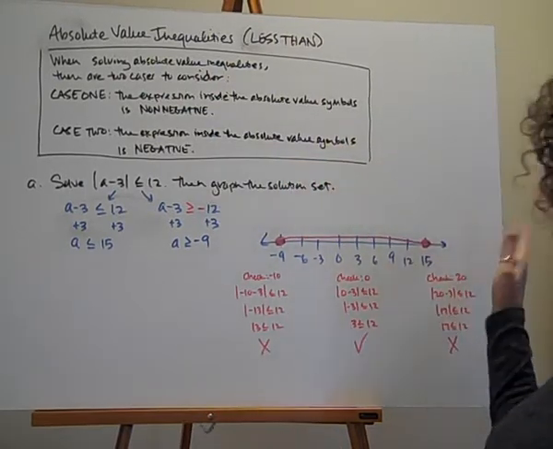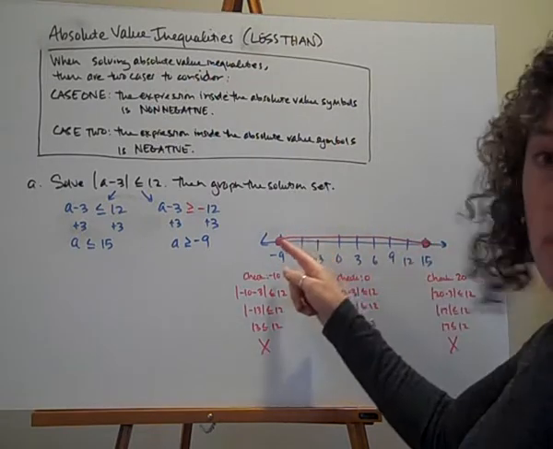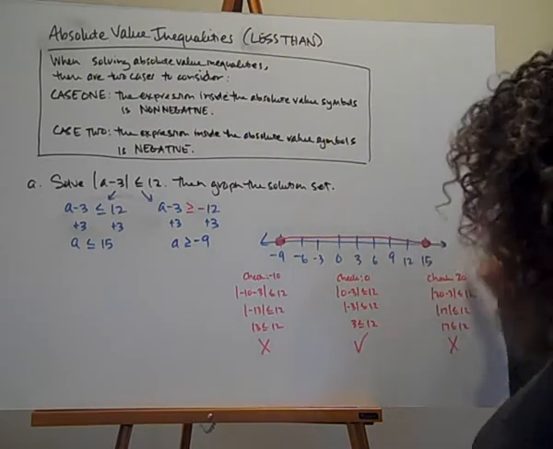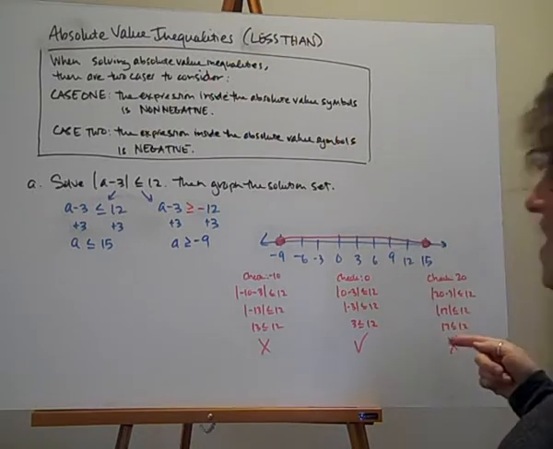And then I'm going to try a number that's larger than 15, because I could have this graph with an arrow going to the right. I don't know if I'm including two of these parts or not. So I'm going to try a number larger than that. I picked 20 to try. When I tried 20, that does not work.